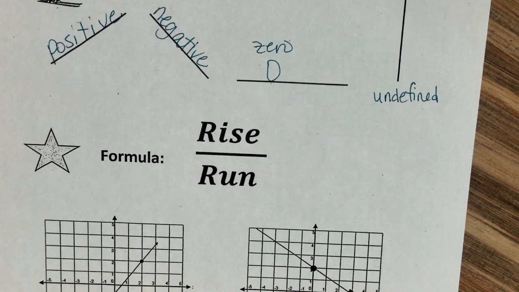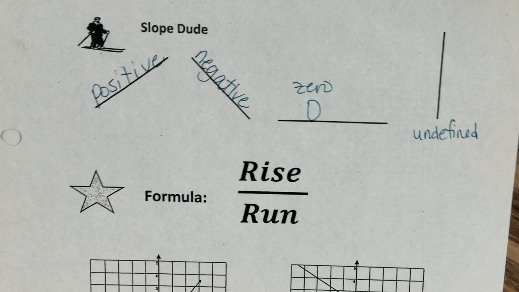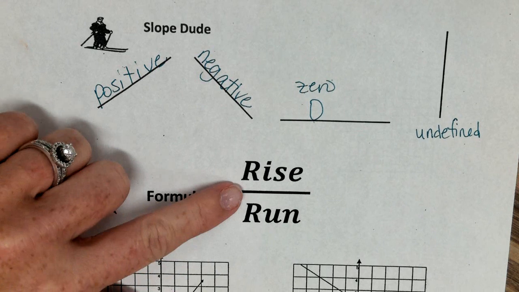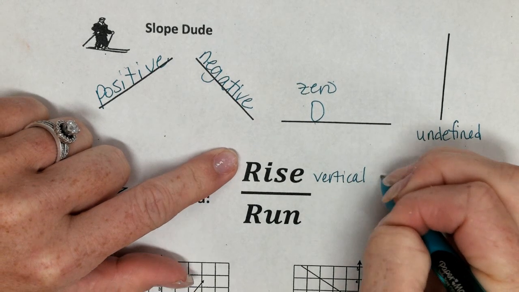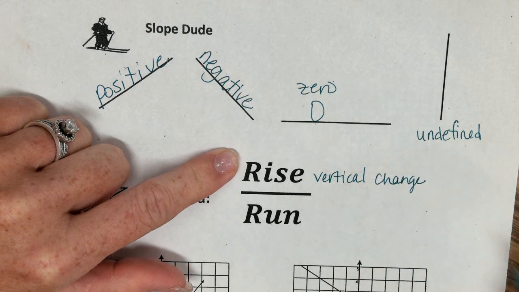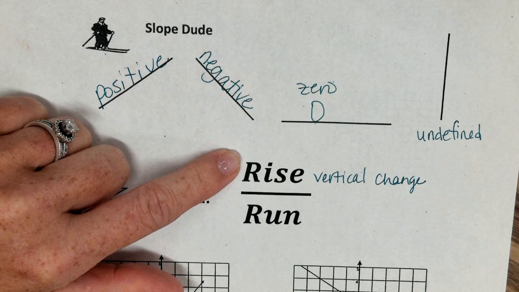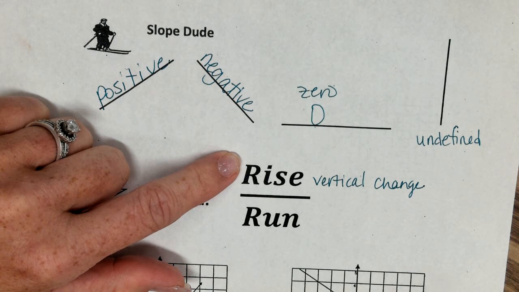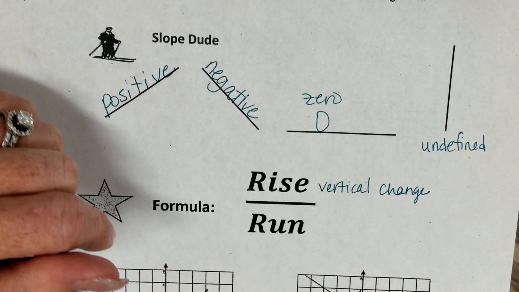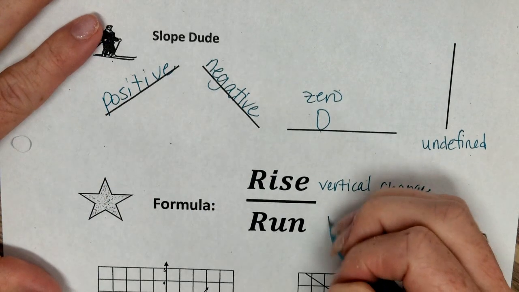To find slope, we follow the formula rise over run. The rise is the vertical change. Y'all know what vertical means? Have y'all ever gotten your vertical measured, like in PE or athletics? What are they talking about? How high you can jump. Which way do you jump? Up. So vertical change is up or down over horizontal change.